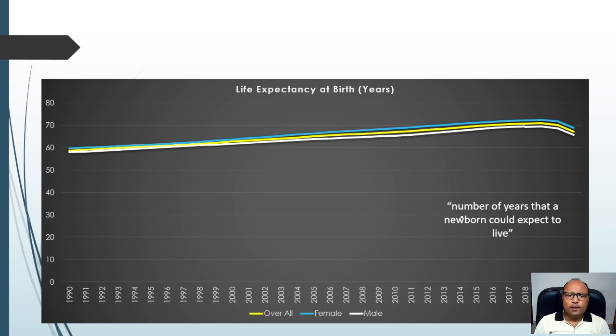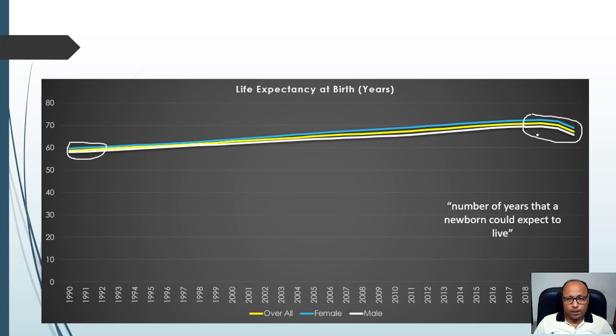This is life expectancy at birth, which is nothing but the number of years that a newborn could expect to live. That is the average expected lifespan. Overall, male and female, all three indicators are available to us. And if you look at this trend, one is of course the declining trend in recent period, but the other striking feature is that during 90, 91, 93, the initial phase, there was not much gap.